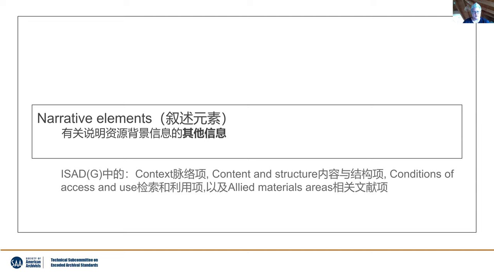The next part within archdesc is what we call narrative elements, and that is essentially providing you with the possibility to include additional information about the context of the materials being described. So that is the context, the content and structure area, but also the conditions of access and use and the allied materials areas of ISAD(G).